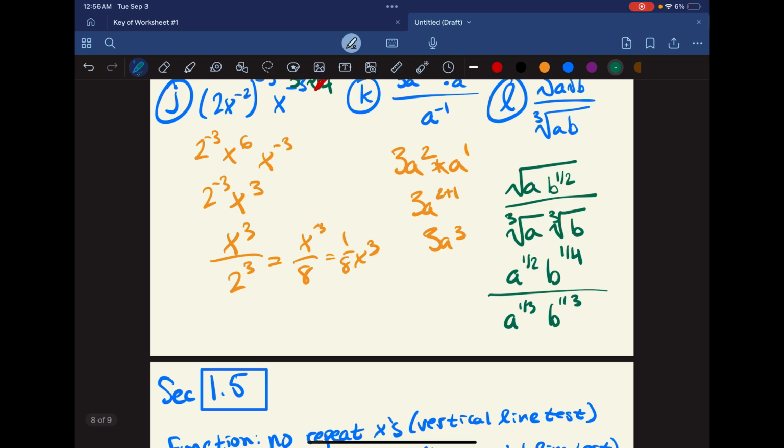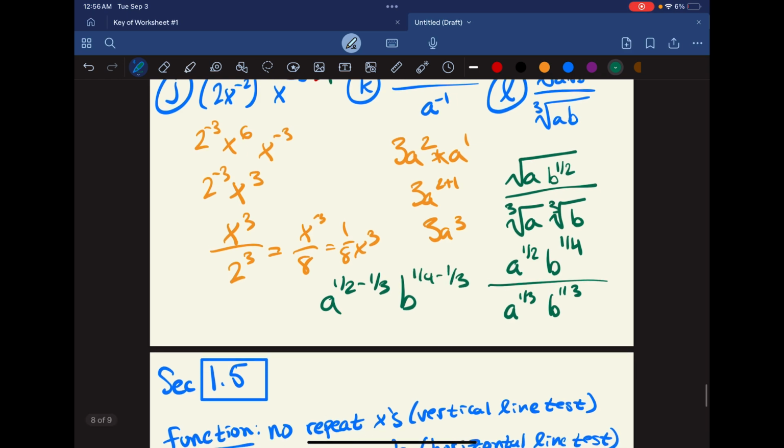So then this simplifies to a to the 1/2 minus 1/3 times b to the 1/4 minus 1/3. And that's because these powers get brought up to the numerator, right? And that becomes a to the negative 1/3. Then a to the 1/2 times a to the negative 1/3: multiplication outside of the exponent becomes addition inside of it. So this becomes 1/2 plus negative 1/3. And for b, it would become 1/4 plus negative 1/3.